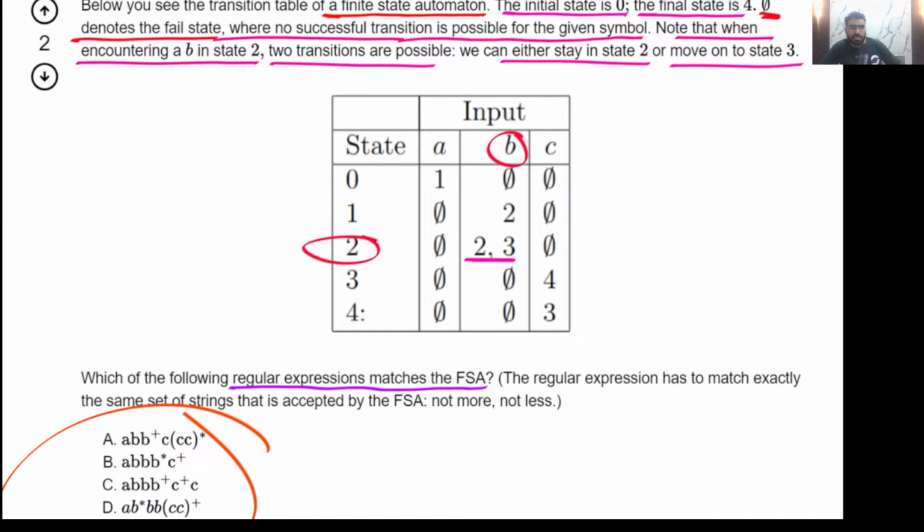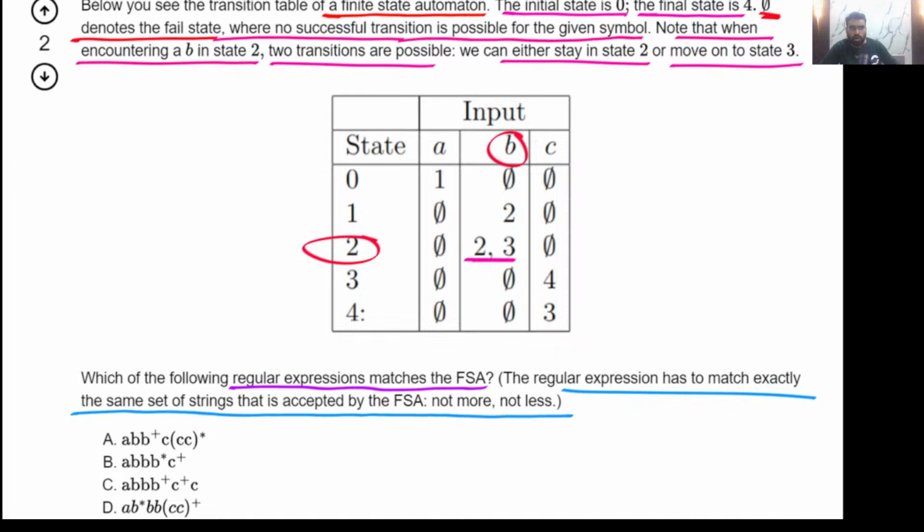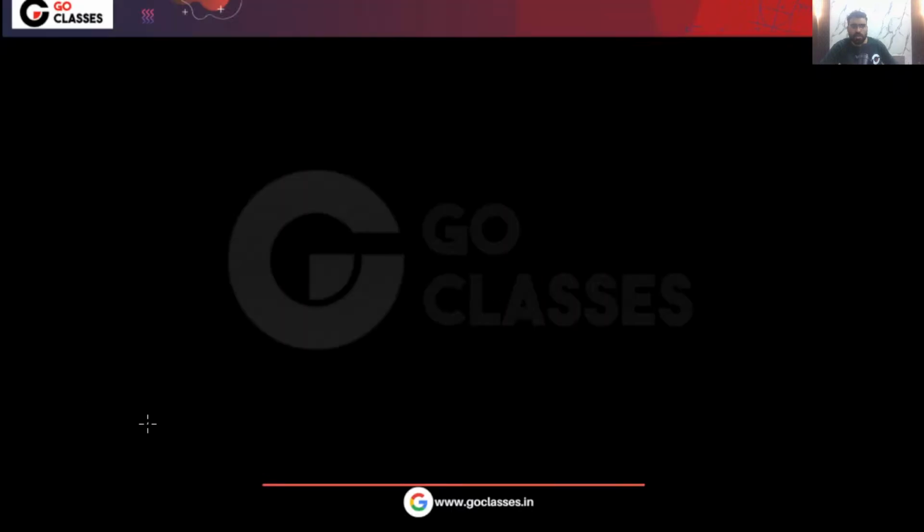Now, which regular expression represents that language? The regular expression has to match exactly the same set of strings that are accepted by the finite automata, not more, not less. Okay, anyway, so let's solve this question.